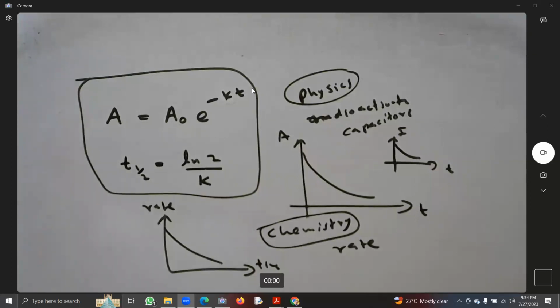Throughout your further studies, whether you do medicine or engineering, it does not matter, you will be having these exponential functions and their half-lives. You have to deal with them. So now you can see the same thing is appearing in two subjects, but in your further studies it will be there in many subjects. So it's radioactivity and capacitors in physics. In chemistry, rate of reaction. K is the rate constant.